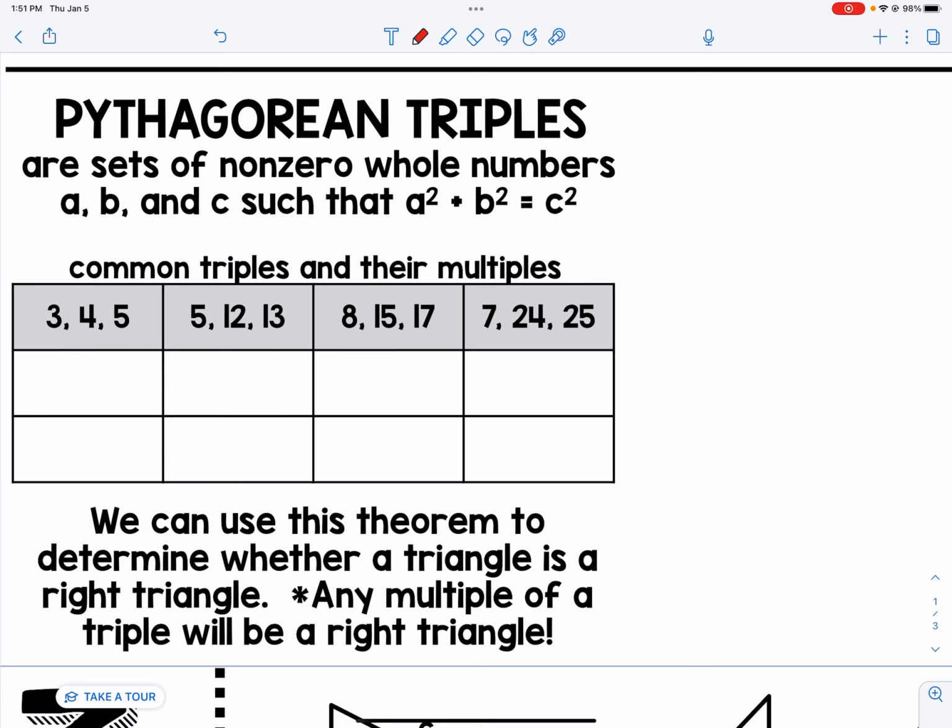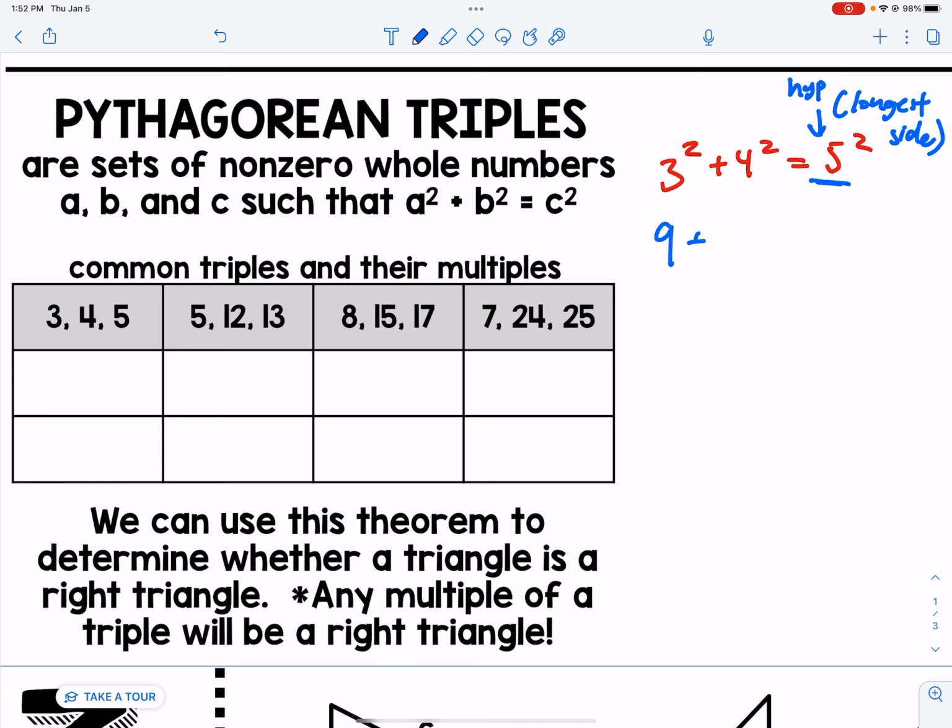So on the first one, we have 3, 4, and 5. So we're just going to test it out real quick. 3 squared plus 4 squared equals 5 squared. And again, I know 5 goes here because 5 is the longest side, the hypotenuse, right? Hypotenuse slash longest side. This is 9 plus 16 equals 25. 25 equals 25. Good.